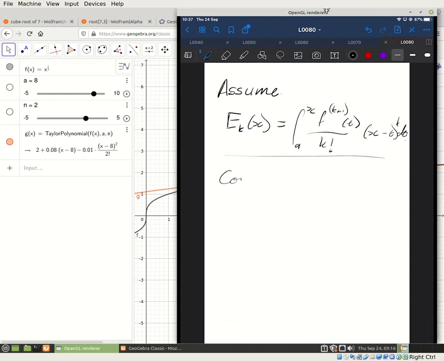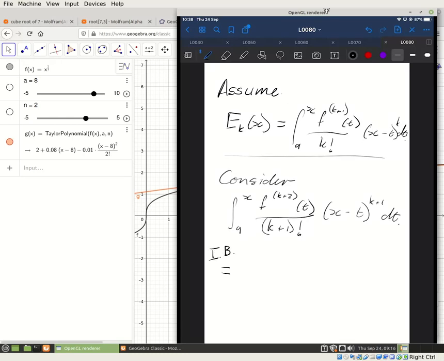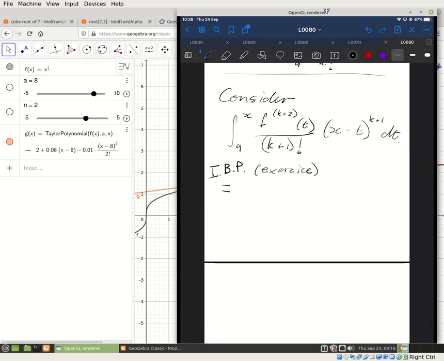So what will we do? We will consider the following expression: the integral from a to x of f^(k+2)(t) over (k+1) factorial times (x minus t)^(k+1) dt. And if we do integration by parts, which we will leave as an exercise, what do we obtain? We obtain the following.